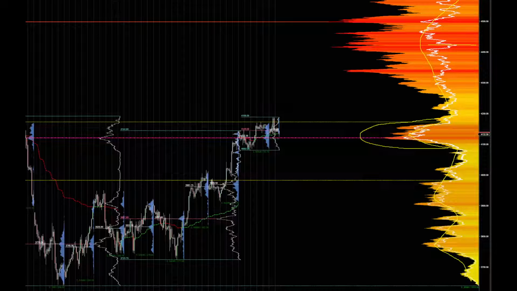It's volume on its vertical side, but it's volume at price. It's not like volume for the day. It's not the same thing as you looking at a volume for the day. It's at each price.